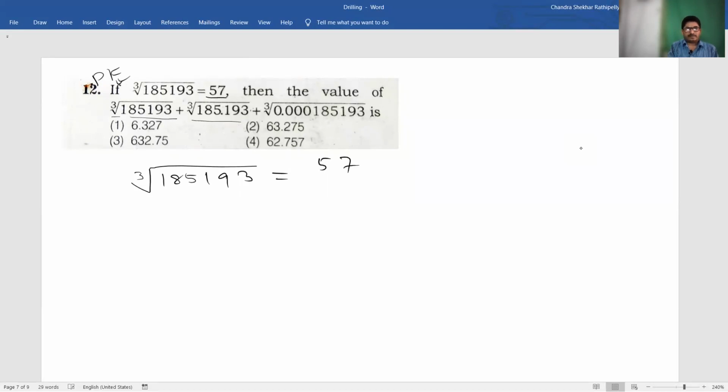Next, this second one. Cube root of 185.193. In this we have a decimal point, children. Look carefully. In this, we will get 57 only. But where should we keep that decimal point? If it has a cube root, we maintain: if we have 3 decimal places, we have to maintain 1 decimal place in this result. We have to keep 1 decimal place.